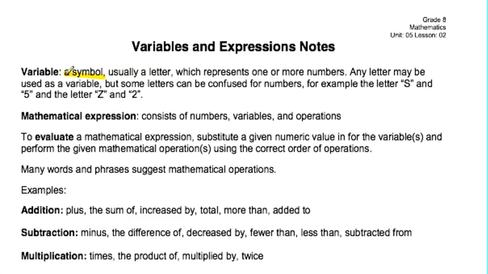Any letter may be used as a variable, but some letters can be confused for numbers. For example, the letter S can look like 5 and the letter Z could look like 2. We usually don't use O because it looks like 0, and we do not use I because it looks like the number 1, or the lowercase l.